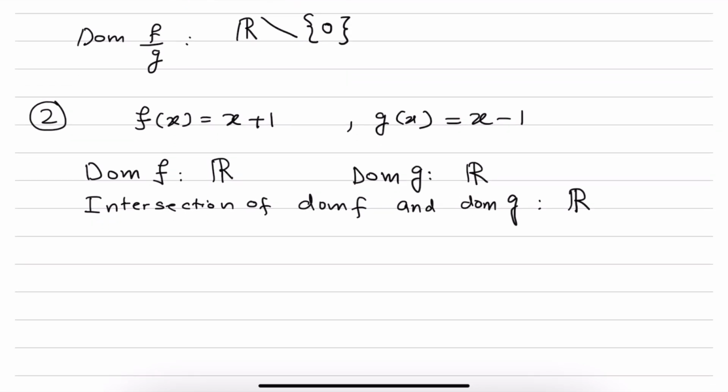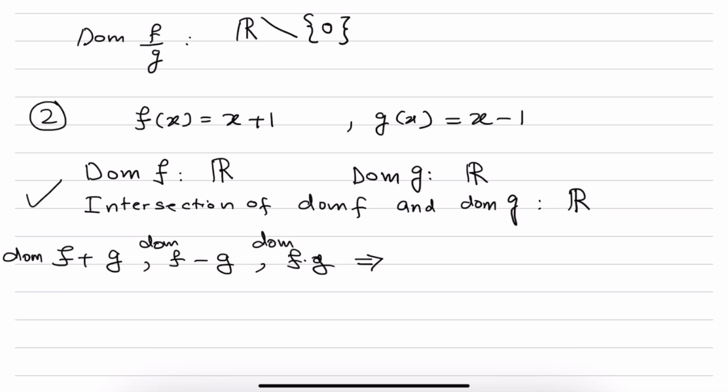Now if the question is what is the domain of f plus g, f minus g and f into g, so the answer would be, since domain of f plus g, f minus g and f into g is the intersection of the domains of f and g, and intersection of the domain of f and g is R, so the answer here would be R. So the complete set of real numbers is the domain of f plus g, f minus g and f into g. So now what would be the domain of f by g?